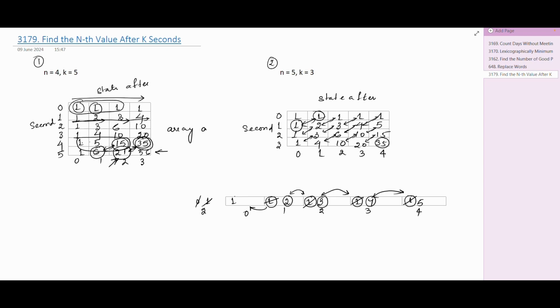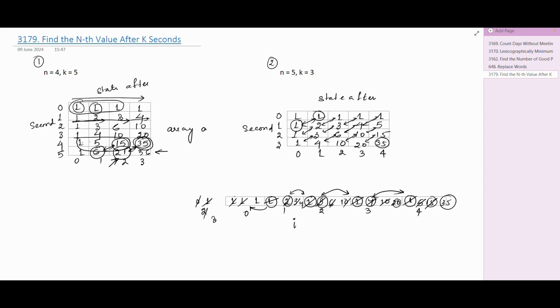So after second second the values will be, the 1 will remain same as 1. At index 1 the value will be 1 plus 2, that will be 3. At index 2 the value will be 3 plus 3, that is 6. At index 3 the value will be 6 plus 4, that is 10. At index 4 the value will be 10 plus 5, that is 15. Then after third second, the value at index 0 remains same, that is 1. Value at index 1 becomes 1 plus 3, that is 4. Value at index 2 will be 4 plus 6, that is 10. Value at index 3 will be 10 plus 10, that is 20. Value at index 4 will be 20 plus 15, that is 35.